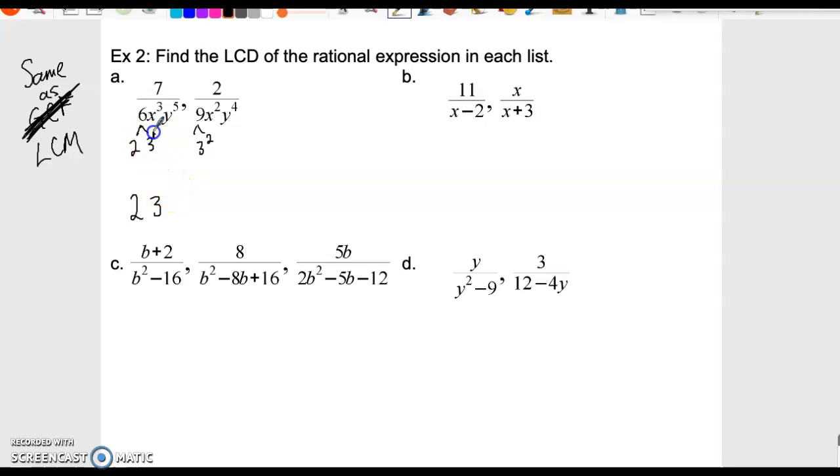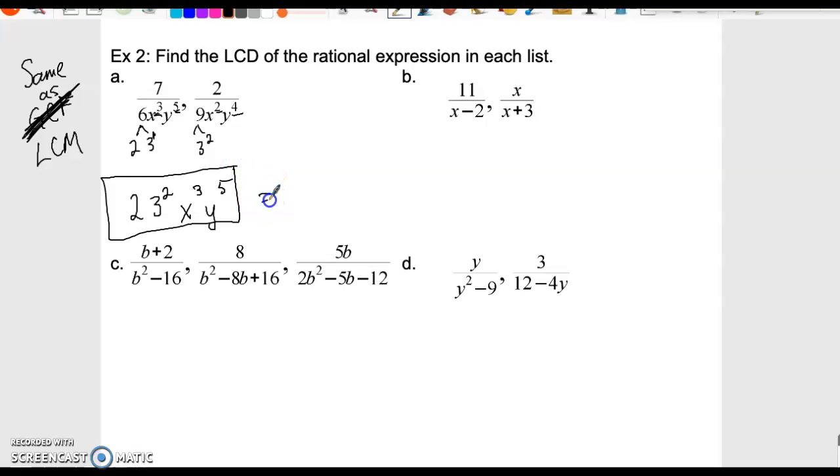So the higher exponent between 3 to the first and 3 squared is 3 squared. And then for x, the higher exponent between cubed and squared is cubed. And for y, the higher exponent between to the fifth and to the fourth is to the fifth. And I'll accept your answer like this.